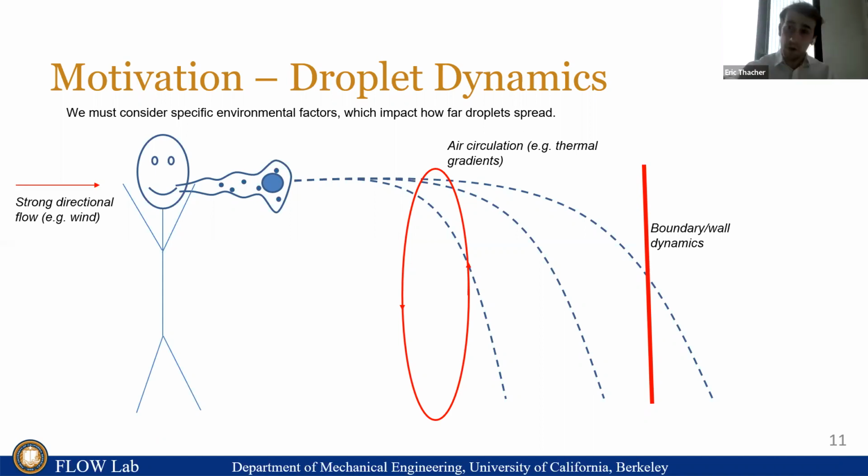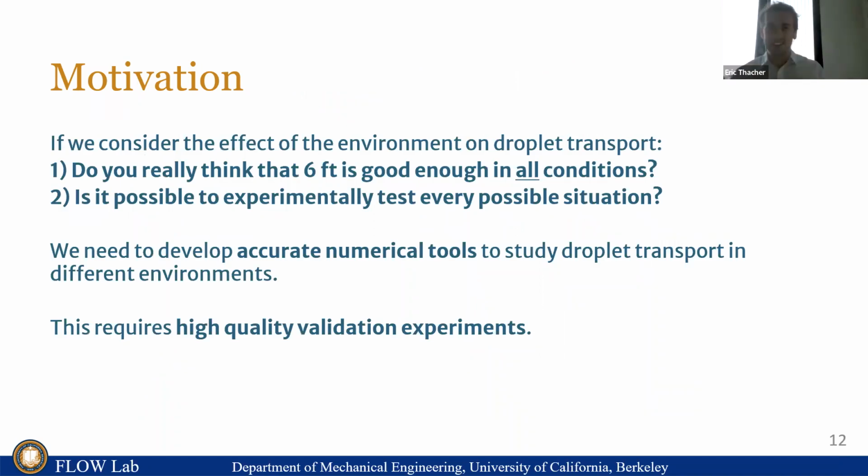But it's also very important to know where it goes, because we need to know that in order to determine what guidelines are appropriate to protect against COVID or other diseases. So as a general motivation for the talk, just a couple of rhetorical questions: do you really think that 6 feet is good enough in all conditions? I'd argue probably not, because if I have a fan blowing behind me, the droplets that I expel are likely going to go a lot further than they would otherwise.